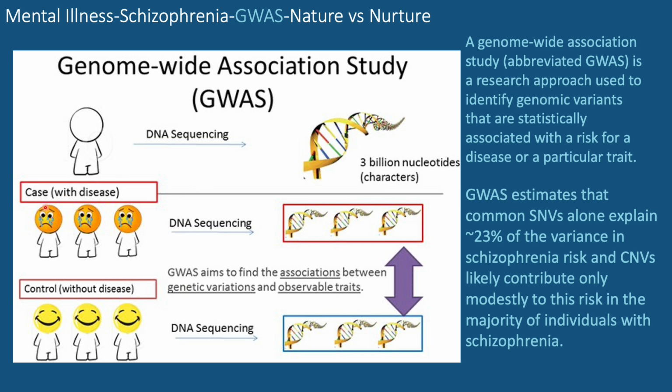We have a large number of cases with the disease, for example, schizophrenia, and we have a large number of controls. Controls means they don't have the specific disease we are interested in. The DNA from each group of participants is sequenced. The GWAS will compare the variants in the genome of the cases with disease to those of the controls.